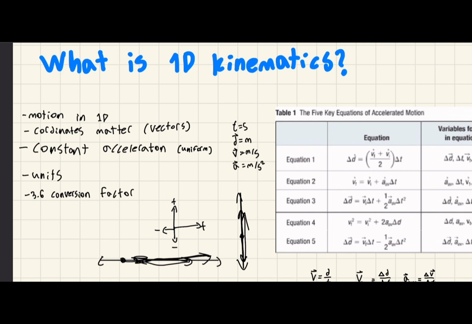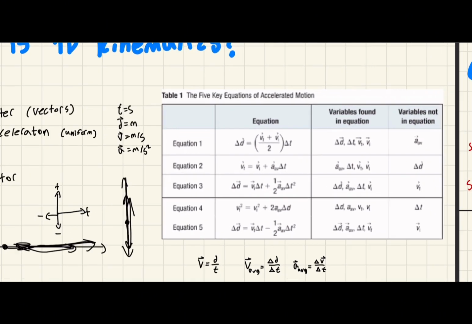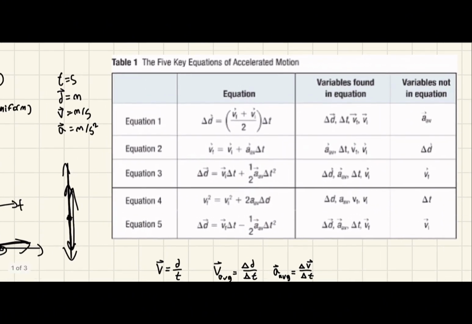And finally, our 3.6 conversion factor. I just like to tell people this really quickly because often in kinematics, you're going to be converting from kilometers per hour to meters per second, which comes up quite frequently. And you just multiply or divide by 3.6 to get to the desired one. So kilometers per hour to meters per second or the reverse, you would divide or multiply by 3.6 accordingly. That would save you a lot of time instead of doing all the conversion factors of hours and kilometers, etc. So let's get into the actual equations we're going to be using.